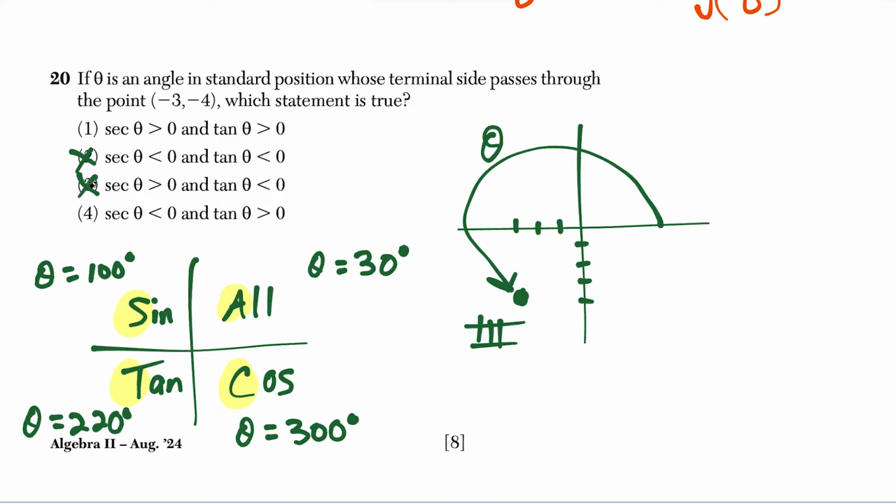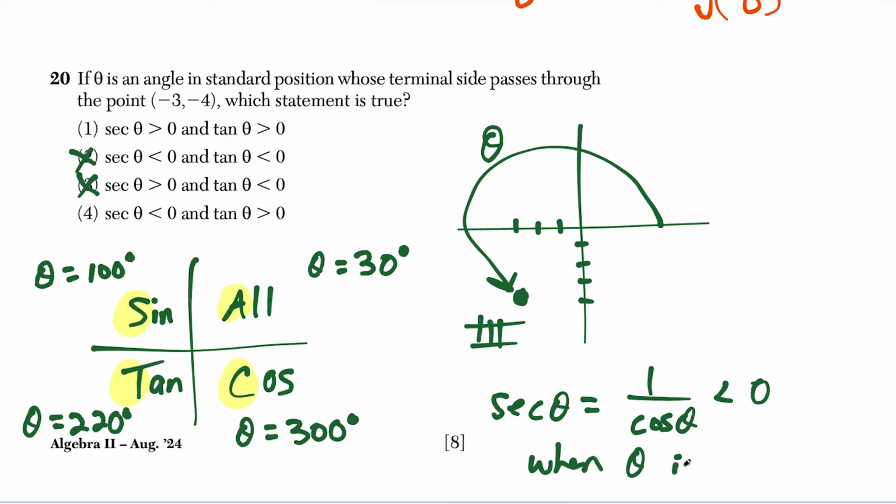But when we look at the remaining answer choices, secant theta greater than 0, secant theta less than 0, we can say, well, if I'm in quadrant 3, only tangent and its reciprocal are positive, so the other functions would be negative. Since secant theta is equal to 1 over cosine theta, this is going to be less than 0 when theta is in quadrant 3. So choice 1 is out. Choice 4 is going to be our answer.